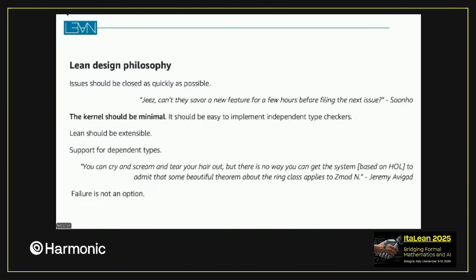The kernel was minimal. The goal of being minimal here is that we want to enable others to write checkers, independent checkers, for proofs constructed in Lean. We believe that by having multiple checkers, you increase trust. It's very unlikely all independent checkers have the same bug. They are probably all buggy, but they have different bugs. If all of them manage to check, there's an extremely high probability your proof is really correct. From the beginning, Lean was supposed to be extensible.